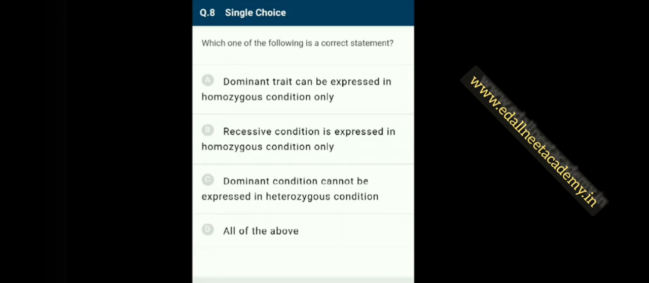So the answer for this question is option B. Recessive condition is expressed in homozygous condition only. That is the correct statement.